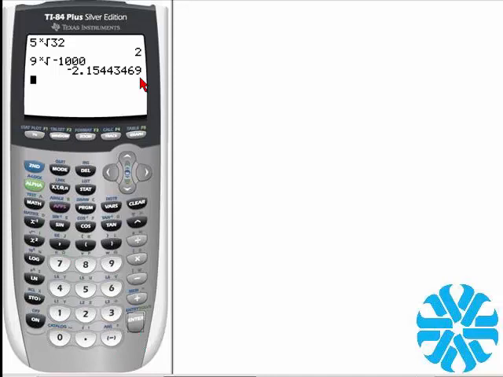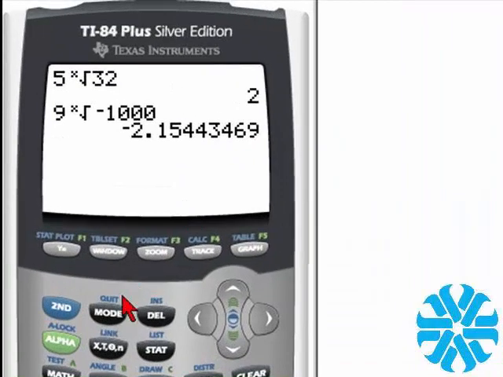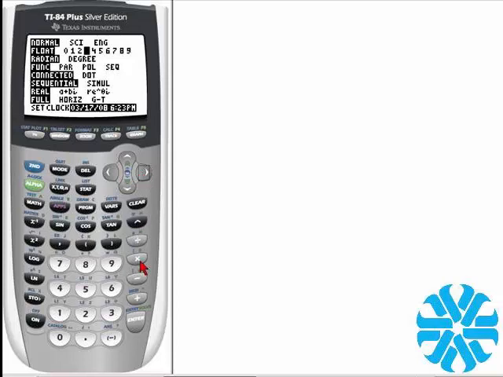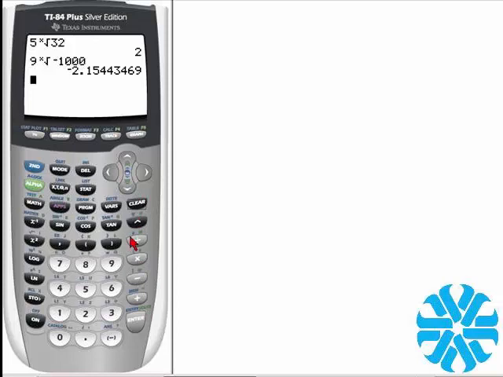Let's say we want our answer only rounded to 3 decimal places. What we would do is go to the mode button and then bring it down to the float mode and then over to the fixed mode on number 3, and then hit enter, and then we would clear out of this screen, and then we can hit enter again, and now it gives us our answer rounded to 3 decimal places, which is right here. Okay? So let's go ahead and clear the screen for another example.